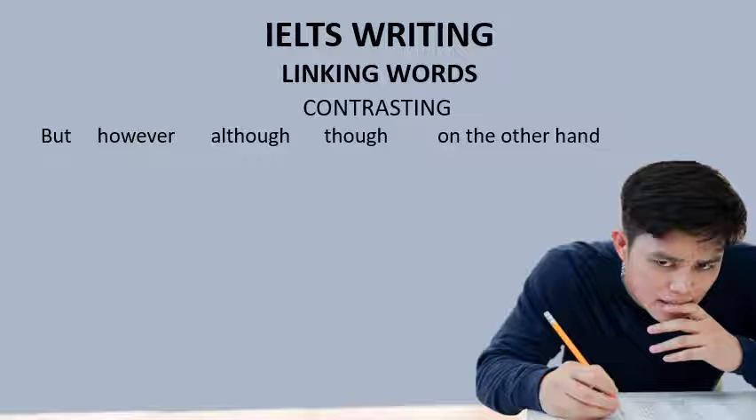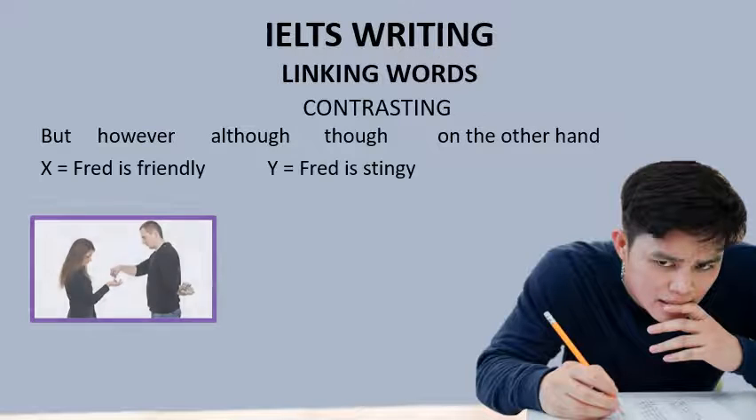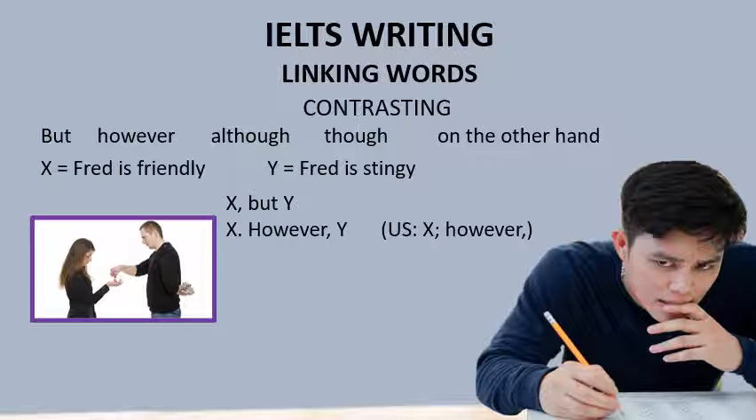Let's link these two ideas. Fred is friendly, Fred is stingy. Stingy means doesn't like spending money or is not generous. We can say, "Fred is friendly, but he is stingy." "Fred is friendly; however, he is stingy." Notice that in US English they put a semicolon after the first idea. "Although Fred is friendly, he is stingy," which written in another way is, "Fred is stingy, although he is friendly."